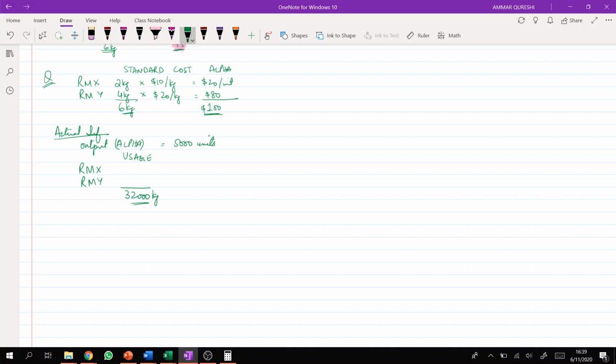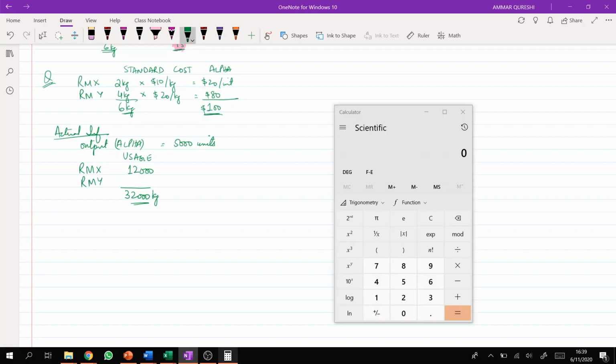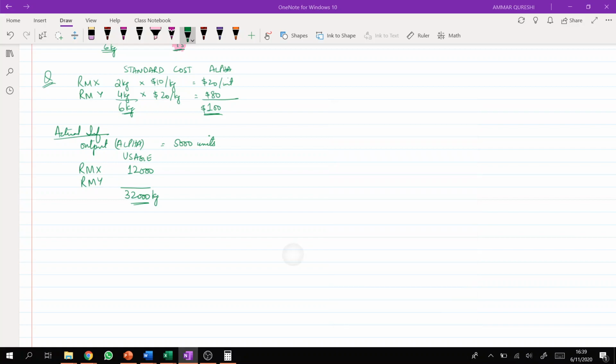And the company used approximately, let's say, 11,000 kilograms of X, and not 11, let's make it 12,000 kilograms of X, and 32 minus 12 is 20,000, and it used 20,000 kilograms of Y.